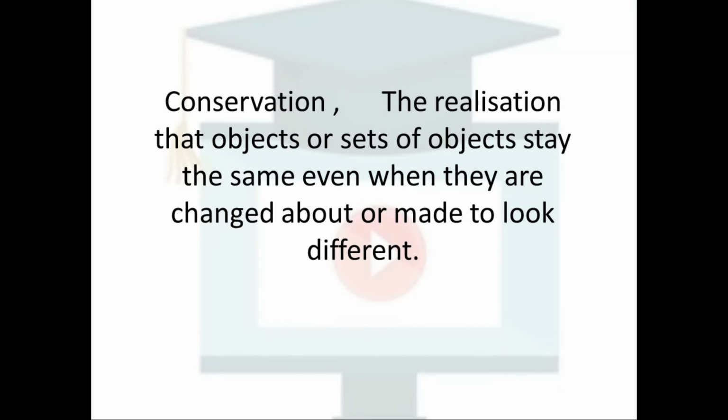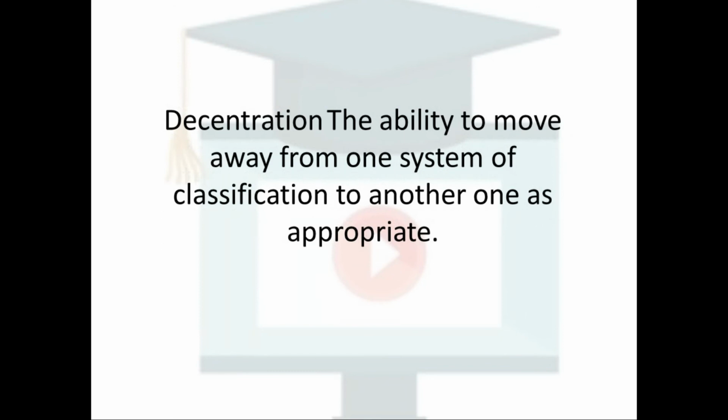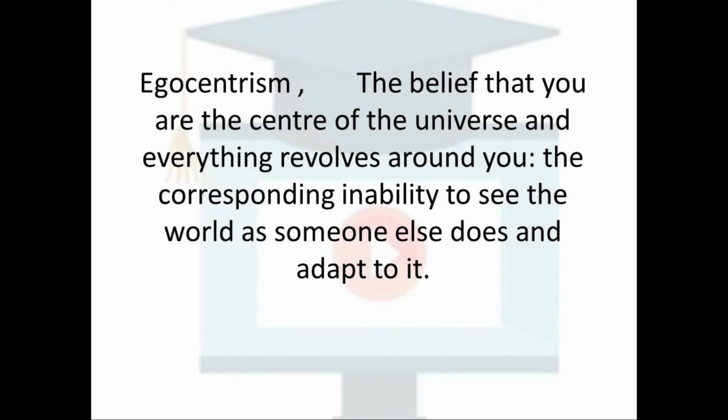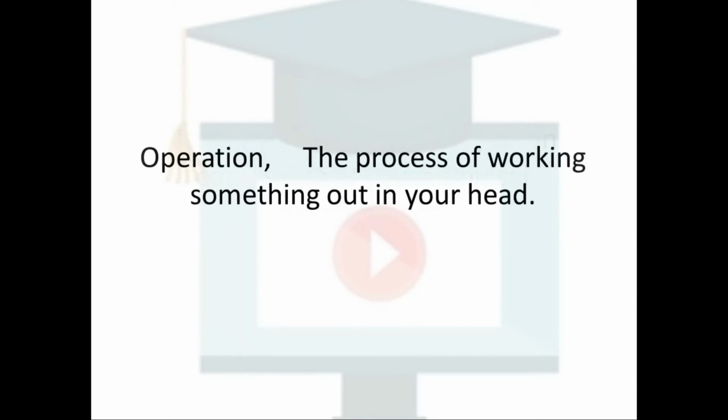Conservation, the realization that objects or sets of objects stay the same, even when they are changed about or made to look different. Decentration, the ability to move away from one system of classification to another one as appropriate. Egocentrism, the belief that you're the center of the universe and everything revolves around you, the corresponding inability to see the world as someone else does and adapt to it. Not moral selfishness, just an early stage of psychological development.